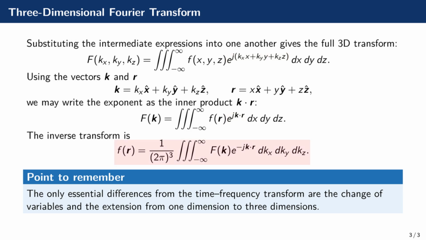The inverse transform is also expressed as a triple integral with the exponential of minus j k dot r. In this way, the Fourier transform in three dimensions provides a powerful tool to analyze spatial fields. This is widely used in electromagnetics, wave propagation, and many other fields.